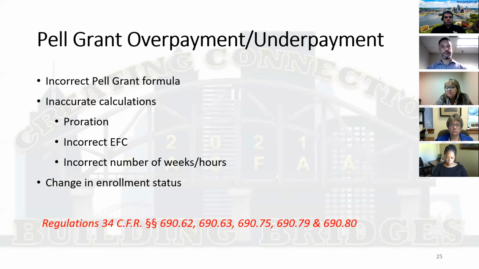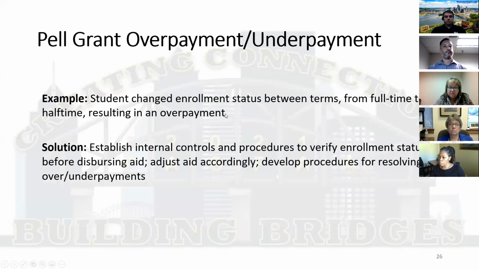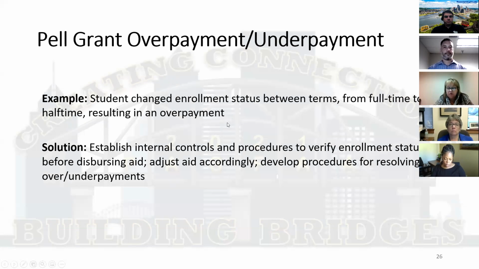And then a lot of times these things happen when there's a change in enrollment status and you're not notified. So, something happens, the student drops from full-time to half-time, your office doesn't get notified, you've already paid Pell and you didn't get a chance to change it. So that's what our example was about. The student changed their enrollment status between terms from full-time to half-time, and that resulted in an overpayment.